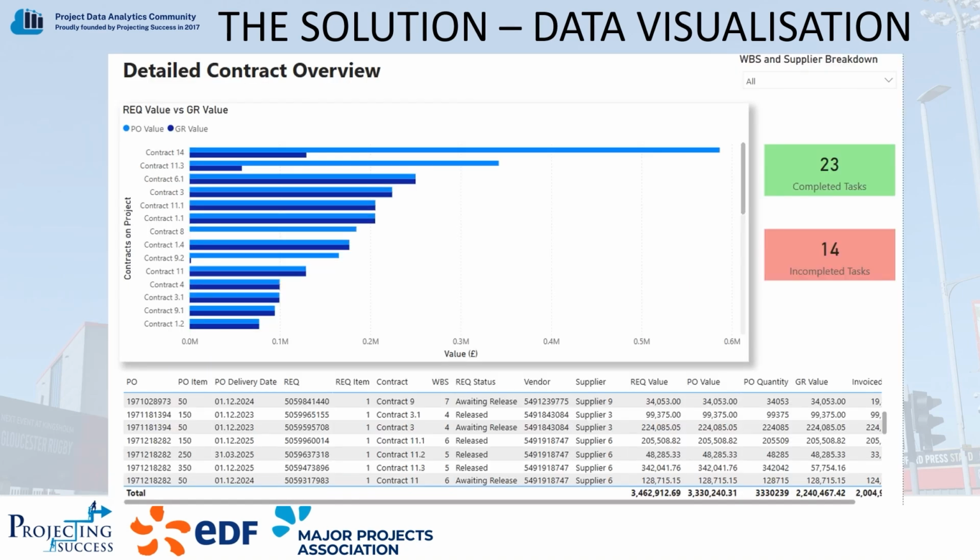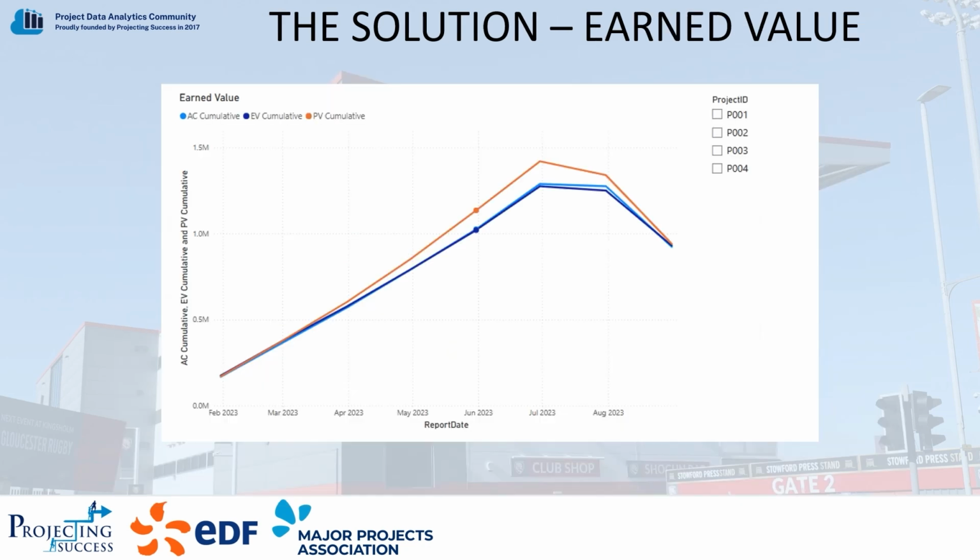This dashboard shows a more detailed view of contracts on a project, and the view can be filtered by WBS and by the supplier to enable monitoring of spend by WBS and performance by supplier. The cards also summarise completed and incomplete tasks per contract to highlight if projects are running to plan. And the final graph shows earned value, which we can create using the information on the dashboard. Again, this tracks earned value, planned value, and then actual value for the project.